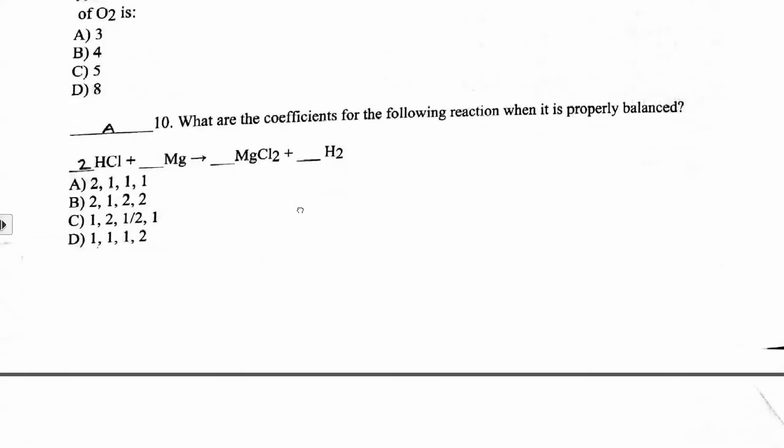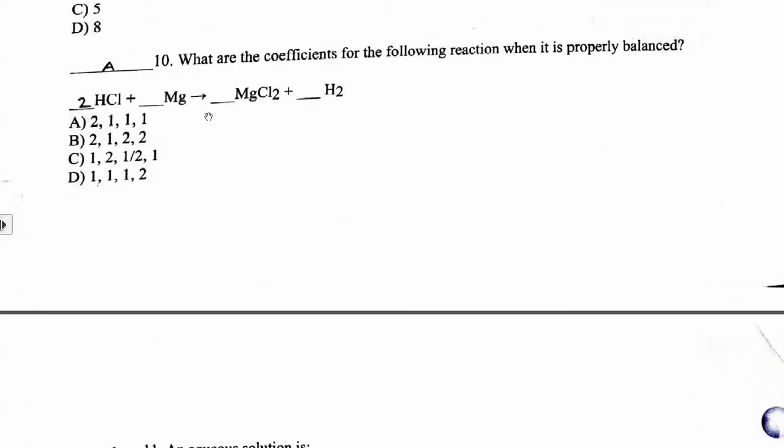Okay. 10, what are the coefficients? So what do I want to do? Well, I got 1 Mg here, 1 Mg here, I'm fine. I have 2 Cl's here, I've got 1 here, so I put a 2 here, and then I've got 2 H's, 2 H's. So remember, if there's nothing here, imagine they're 1s, but you don't actually write that they're 1s. Okay? Not that I'm calling anyone out or anything. So this is going to be 2, 1, 1, 1.